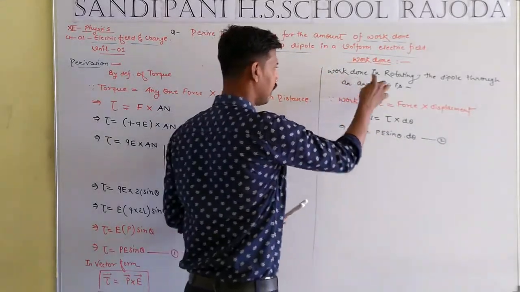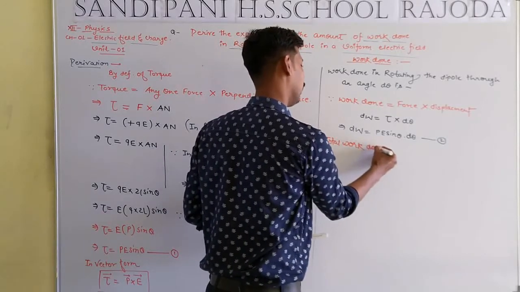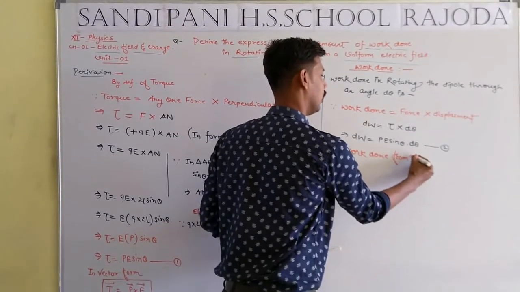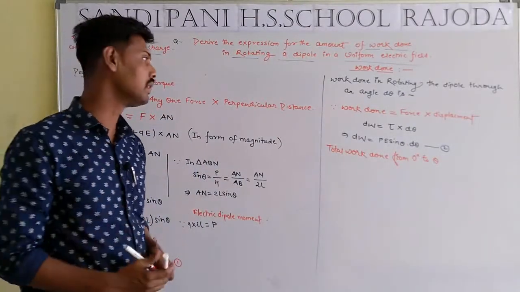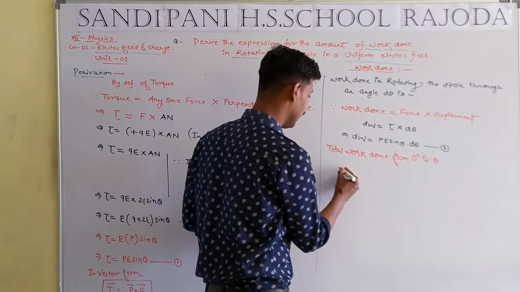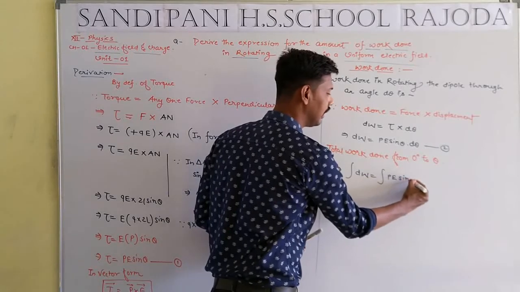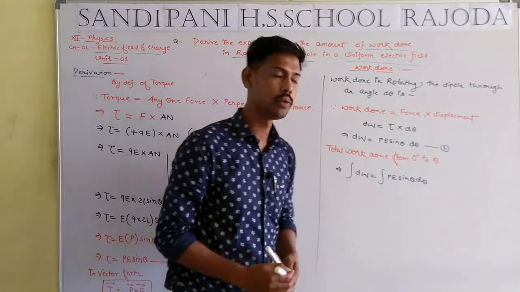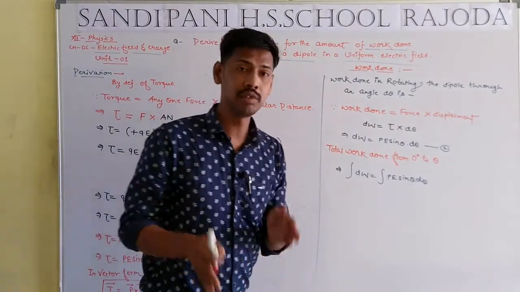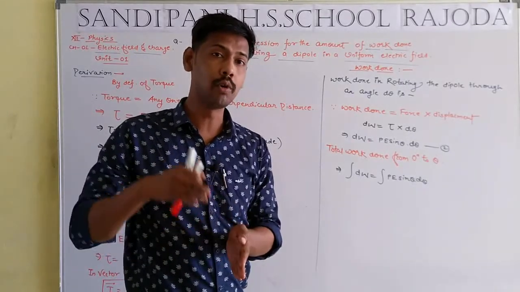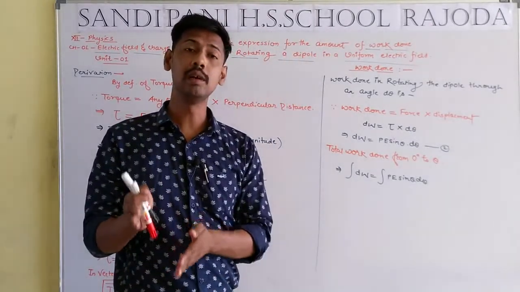Now we have to calculate the total work done from 0 degree to theta. What is the meaning of total in physics? That means simply taking integration on both sides. Integration dW equals P E sin theta d theta. What is the representation of integration? Here dW means a limit in the form of W. dx means a limit in the form of x. dy, a limit in the form of y. dW, a limit in the form of W. d theta means a limit in the form of theta.